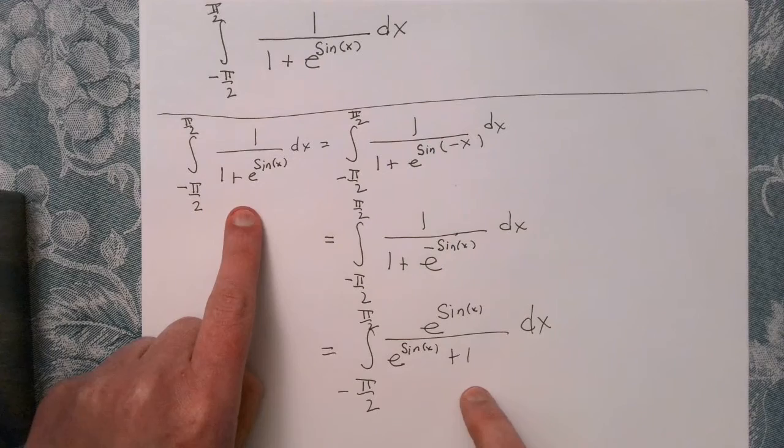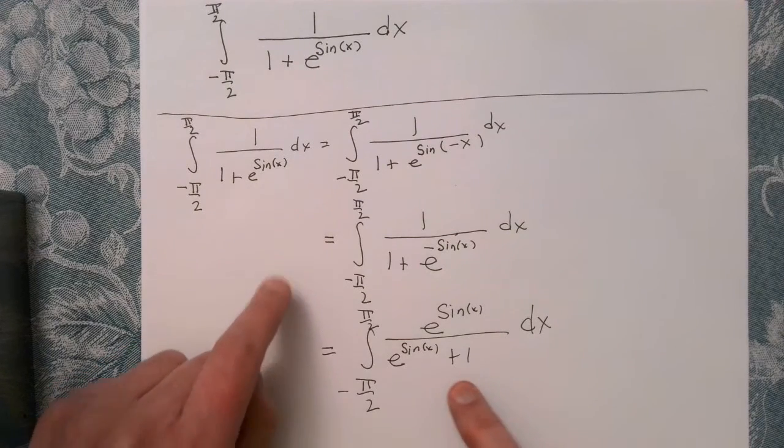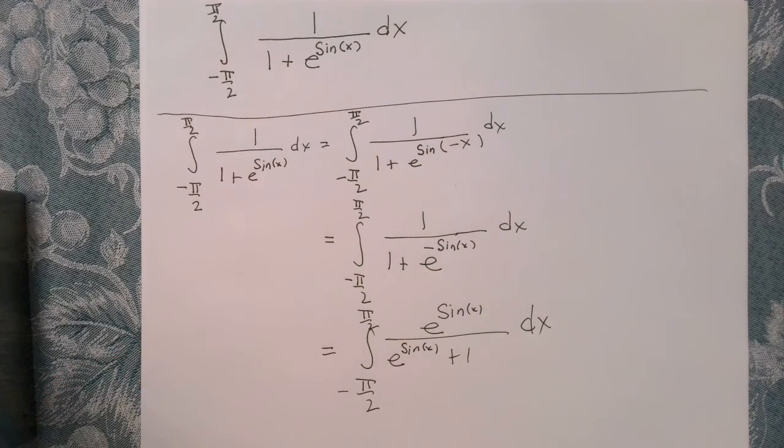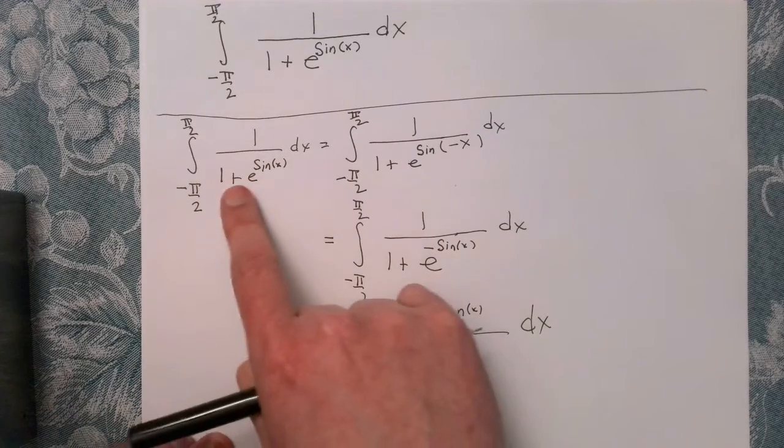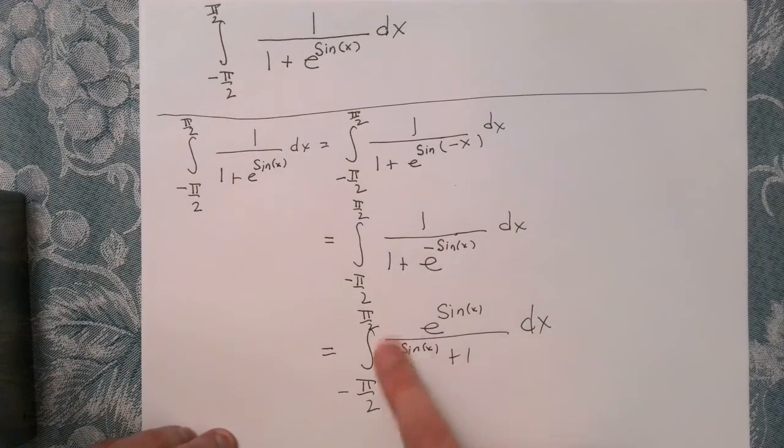So these are equal. Imagine what would happen if you added these together, right? The integral is additive, meaning you could write this as a single integral. And so this plus this is 1. Let's use that.